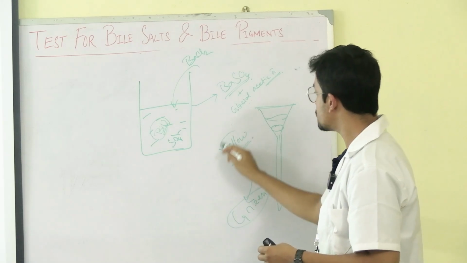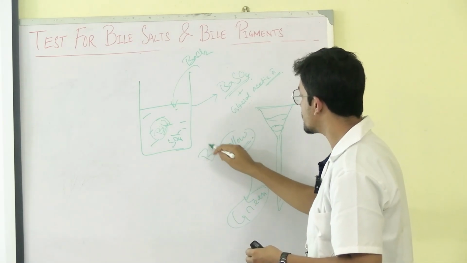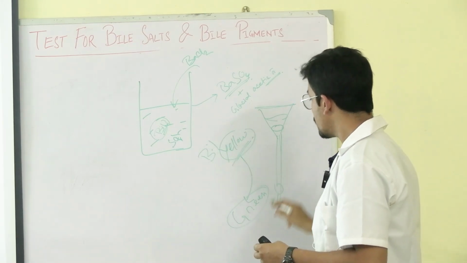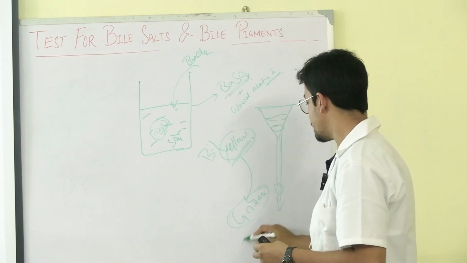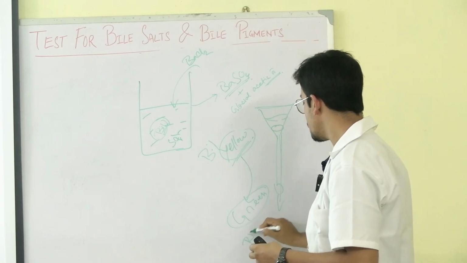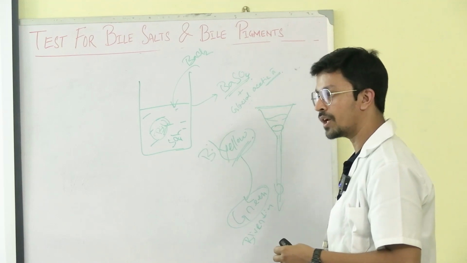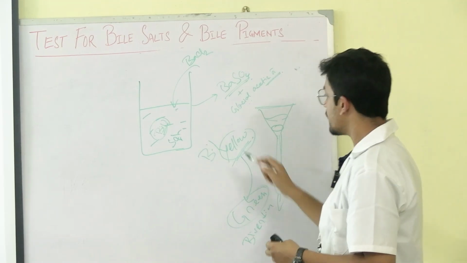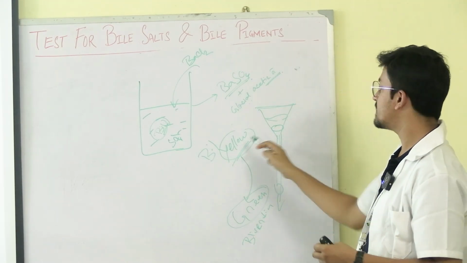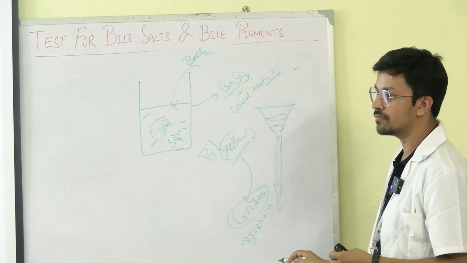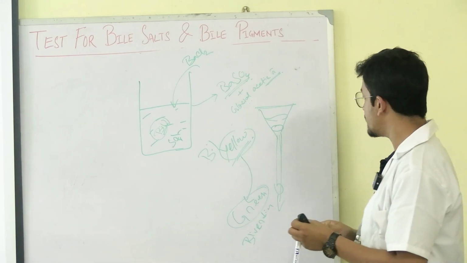That means this was the bilirubin which was giving the yellow color, which oxidized into biliverdin. Okay, biliverdin will give the green color. Now if the bilirubin is not there, that means this yellow color will not turn into green. Okay, and Fouchet reagent contains what?